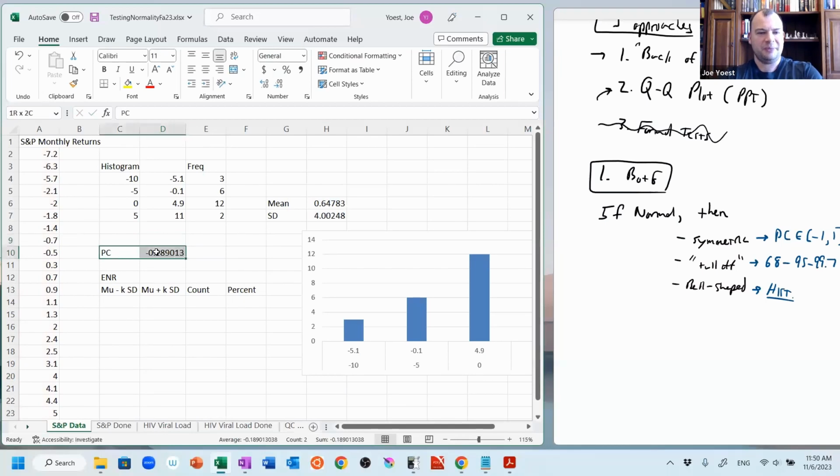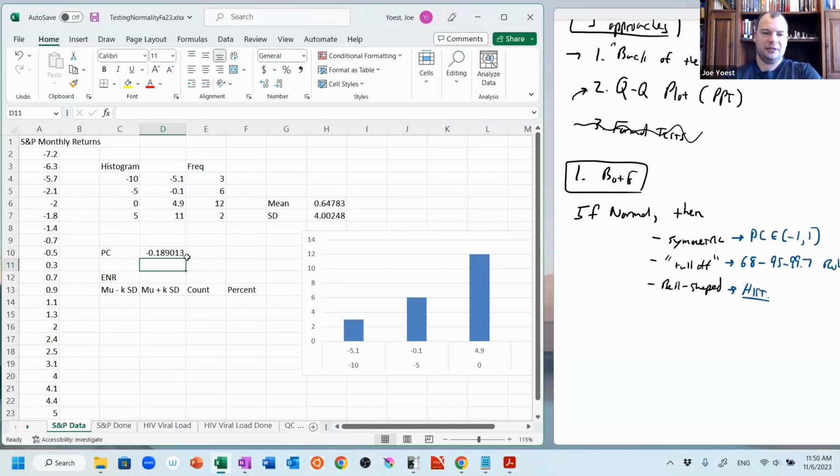And I see my Pearson coefficient is negative 0.19 or so. That's certainly between -1 and 1. I see no evidence of skewness. The histogram looks in the ballpark of what I would expect. And then let's check the empirical normal rule.